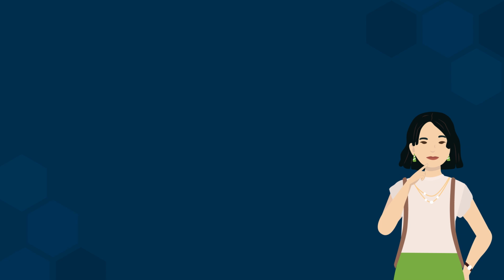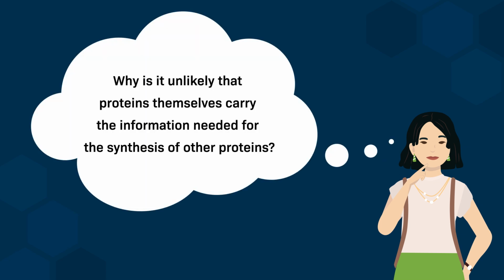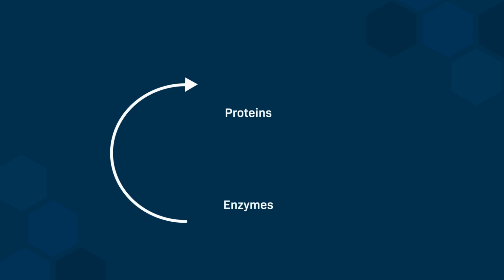Previously, we observed a scenario where bacterial cells shifted from utilizing one carbon source to another, and it seemed like the protein synthesis machinery adapted quickly to produce enzymes necessary for utilizing the new carbon source. Given this observation, you might wonder, why is it unlikely that proteins themselves carry the information needed for the synthesis of other proteins? If proteins were to serve as a model for their own synthesis, it would mean that enzymes, which are proteins themselves, are needed to catalyze the synthesis of new proteins.